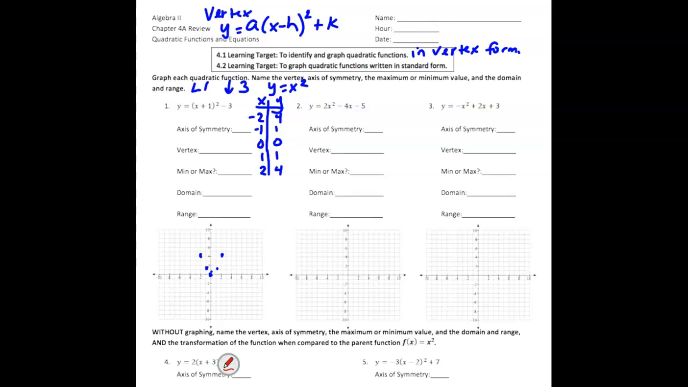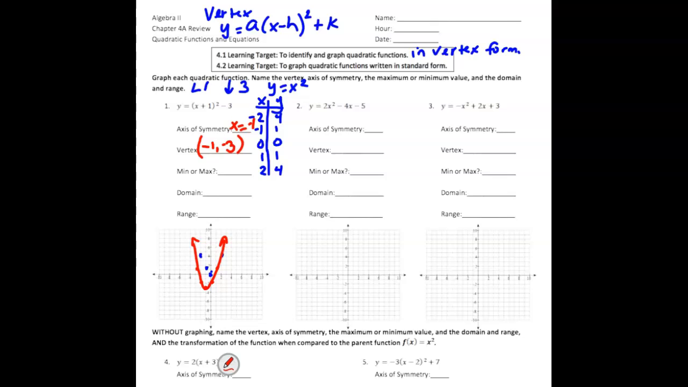So our vertex is going to move left 1 and down 3, and it's going to land over here at negative 1, negative 3. Our axis of symmetry is going to go right through that x coordinate, so it would be x equals negative 1. Make sure you have it as an equation. If we move our other points left 1 and down 3, we get our red parabola. So we're going to connect those in a nice smooth curve.